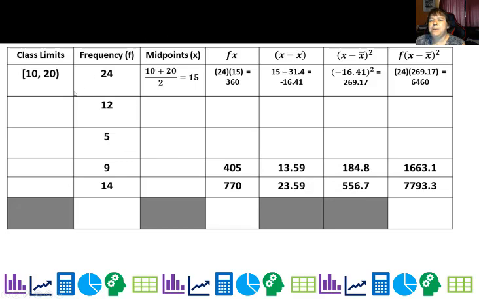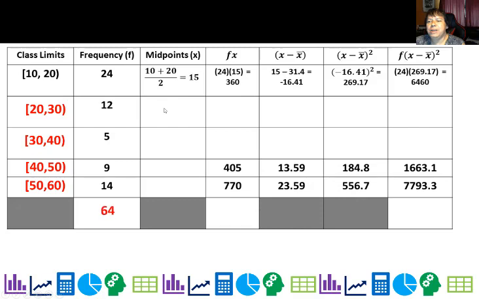So filling out the table, let's go ahead and finish our class limits first. There they are. All right. 10 to almost 20, 20 to almost 30, 30 to almost 40, 40 to almost 50, 50 to almost 60. And I do run into people older than that playing Pokemon. By the way, I play Pokemon.